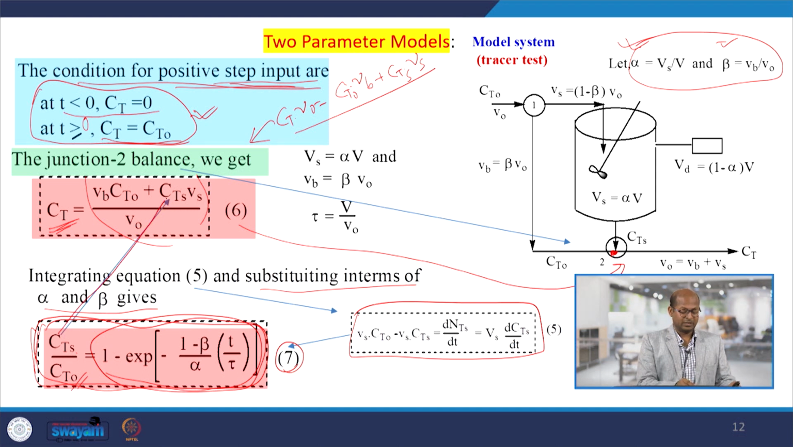This Cts we want to substitute in equation 6. Why do we want to substitute here? Ct is known, except Cts, the concentration coming out from the reactor, which is unknown. Due to the non-ideality or residence time distribution, the Cts concentration should be different. So, we substitute it here, and then equation 6 is converted in terms of alpha, beta and Ct0, which is the known concentration that you are passing continuously, the step input of the tracer.